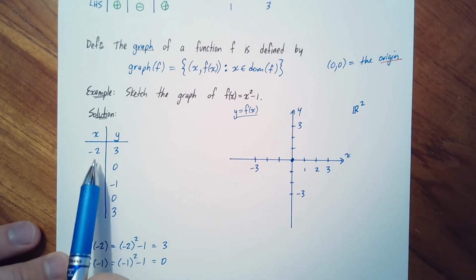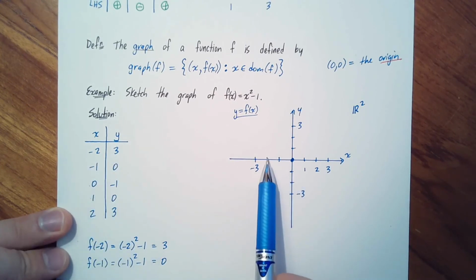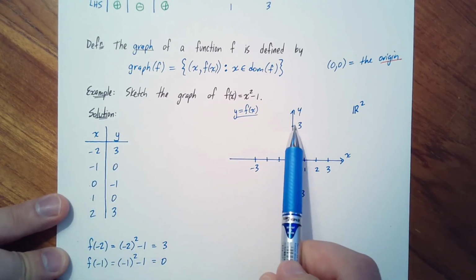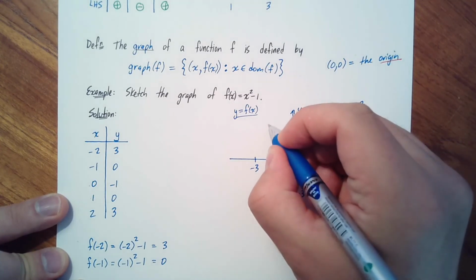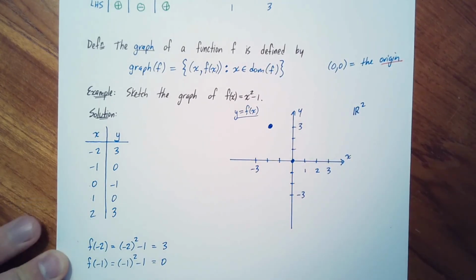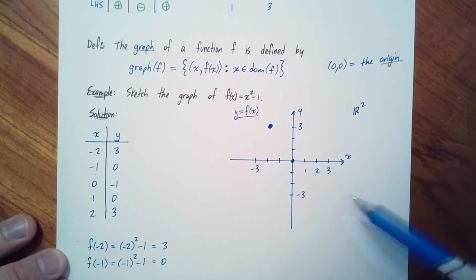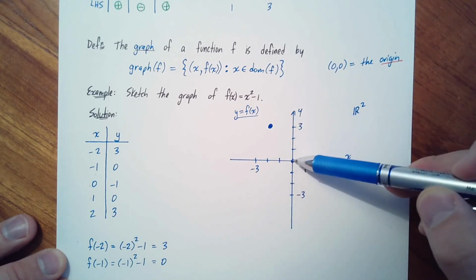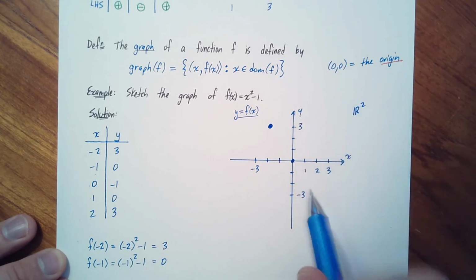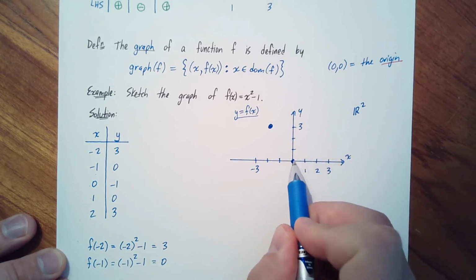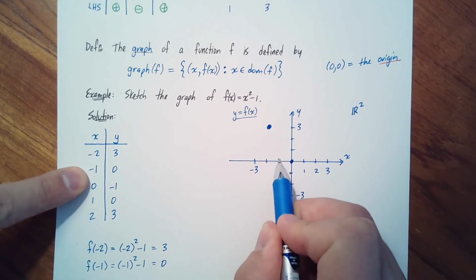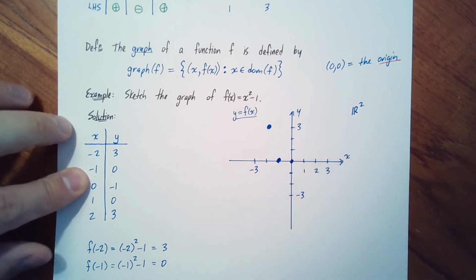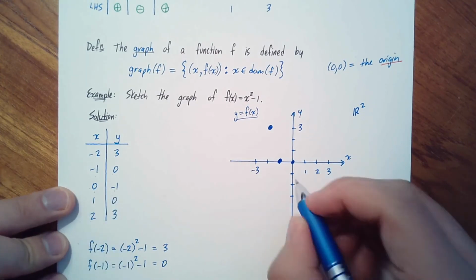Okay, so first point, -2 and 3. Look for the point -2 on the x-axis and the point 3 on the y-axis. And where do those 2 notches intersect? They're going to be up here. We've got ourselves a point right there. What about -1 and 0? So -1 on the x-axis, and then on the y-axis, 0 is right here, at the origin. Since the x-coordinate was -1, we're going to move over here and put a point right here. 0, -1 is going to be this one right here.